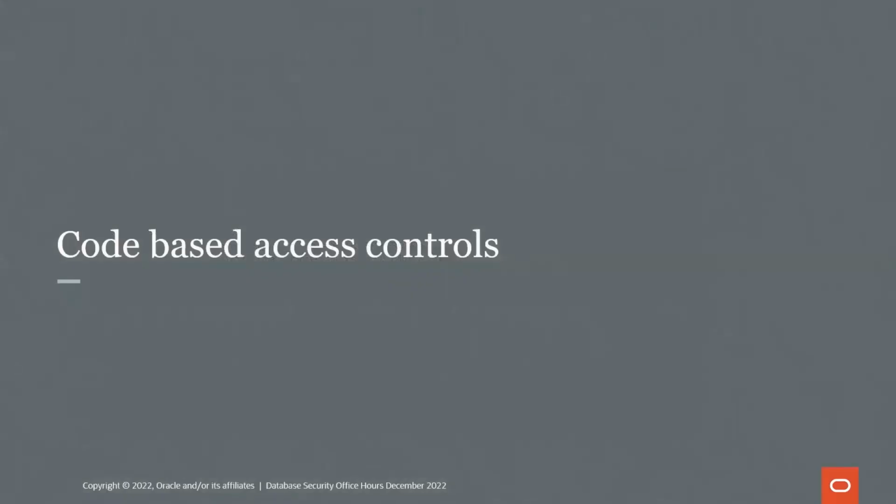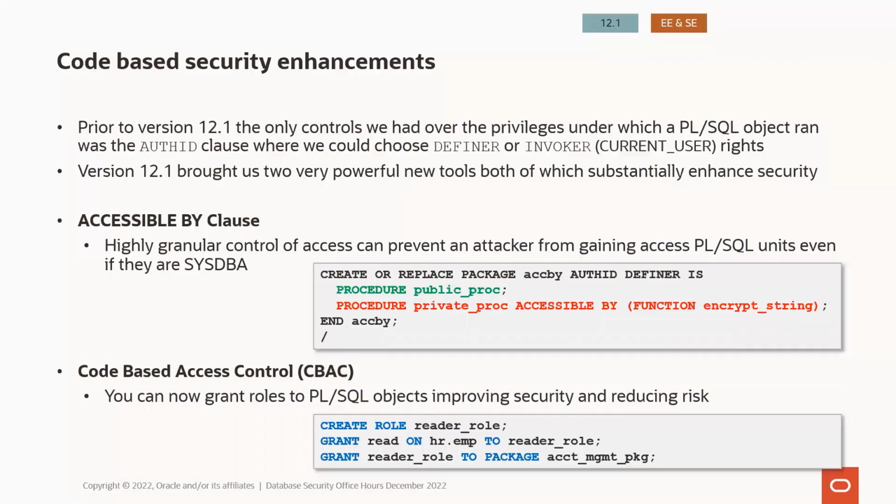All right, so if we wrap that with code-based access control, we can do some really cool things. So 12C released this idea of ACCESSIBLE BY and code-based access control. If you've looked at any of our internal packages, procedures, functions, types, you might see that some of them have this ACCESSIBLE BY clause associated with them. So we want to limit what can execute these PL/SQL units or subprograms. And so, hey, you've got to go through this other program in order to get to this program. I'm not going to let you execute it directly.